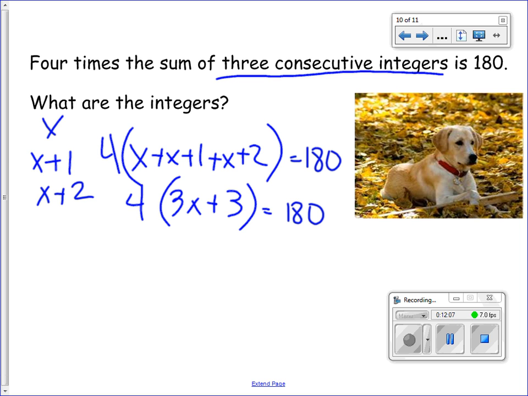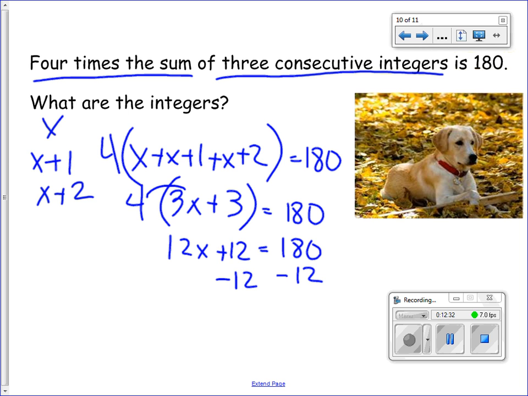Then our next one was 4 times the sum. So we put those in parentheses so that we could multiply 4 times it. Before we did that, we combined the terms on the inside. So now I have to use the distributive property. 4 times 3x is 12x plus 12 is equal to 180. I'm going to subtract 12 from each side. 180 minus 12 is what, class? 168. Divide each side by 12.